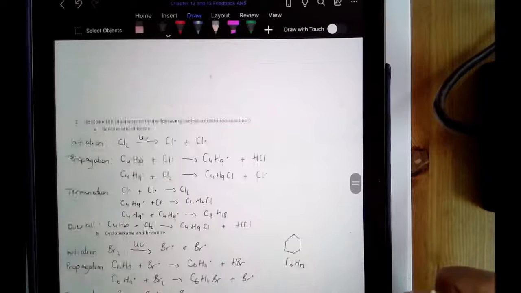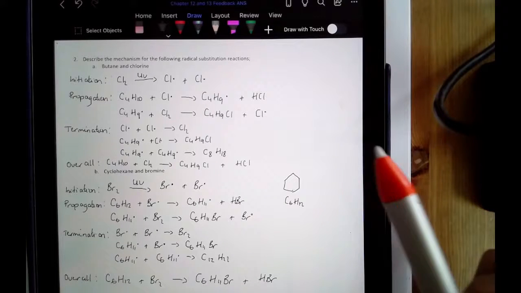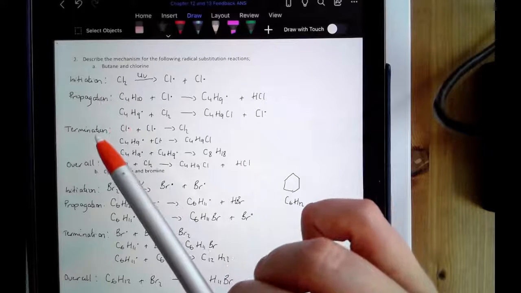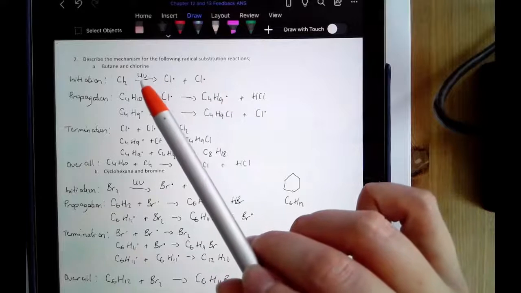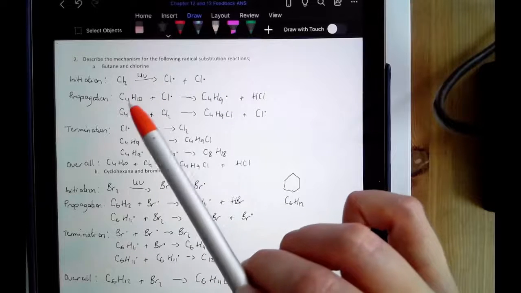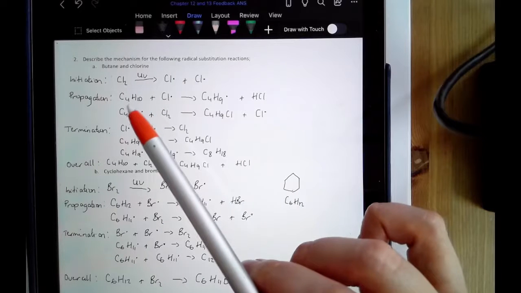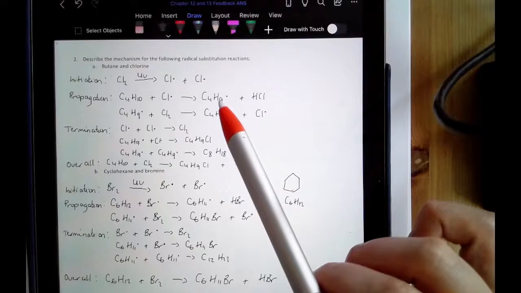Then I asked you to describe the mechanism for the following radical substitution reactions. No descriptions needed, no written explanations. You're just doing initiation, propagation, and termination every single time. So you've got your initiation step, using the UV light, include your conditions. Then you take your alkane, butane is C4H10. Remember, use molecular formula, don't draw it. You react with the chlorine radical, you form this alkyl radical.